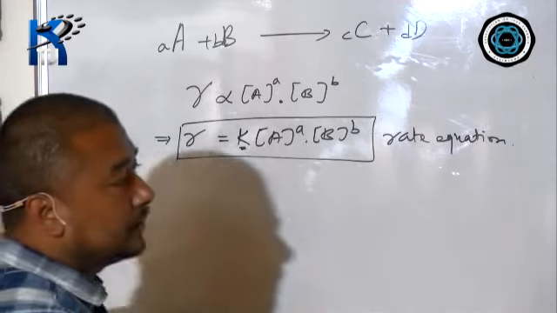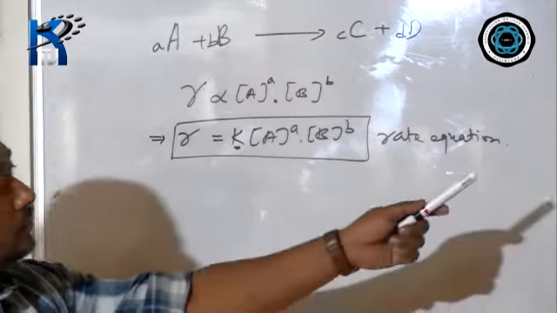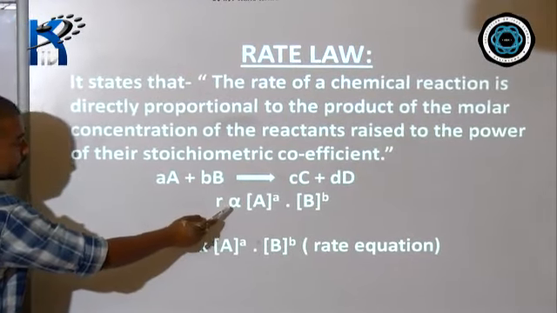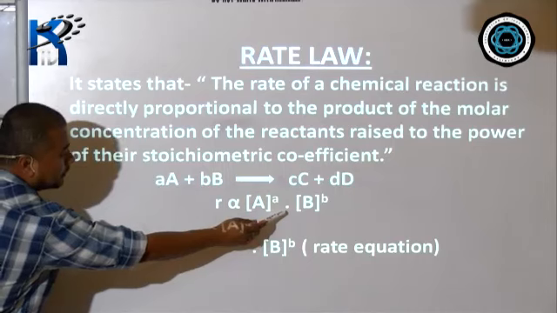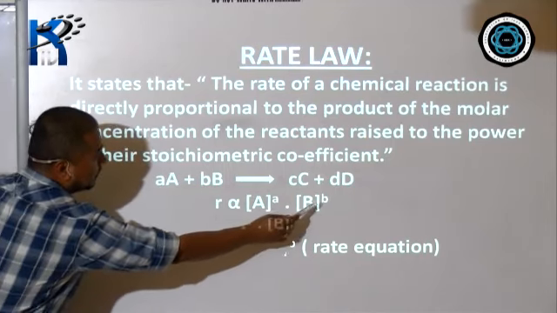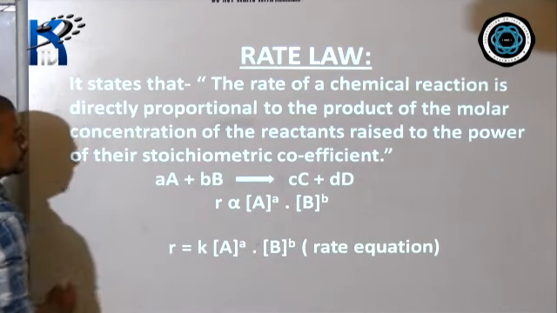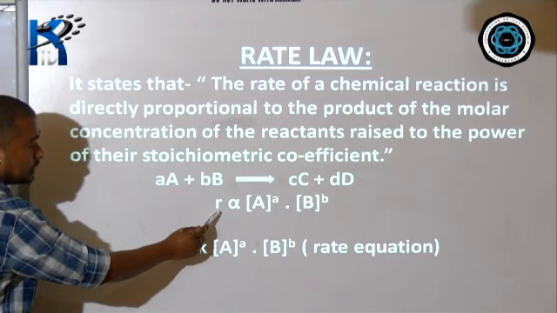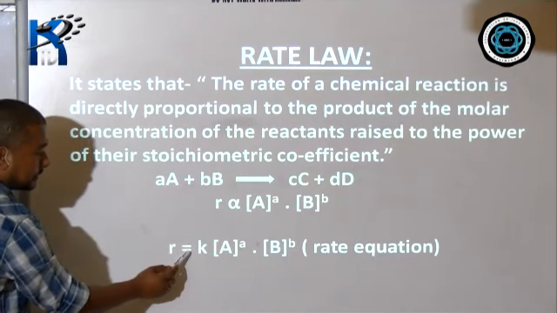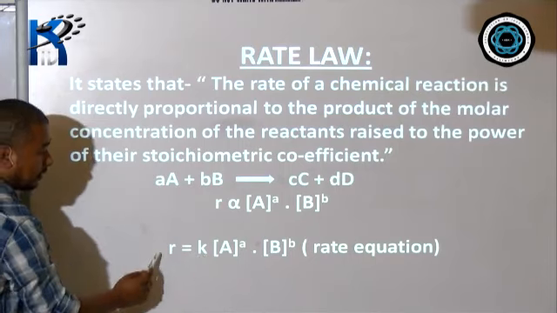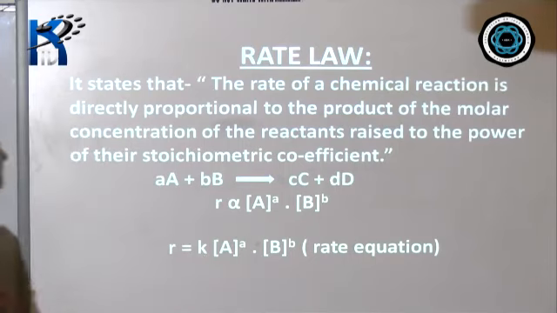So now see out there. What is the definition of rate law? The rate of a chemical reaction is directly proportional to the product of molar concentration of the reactants raised to the power of the stoichiometric coefficients. If this is a reaction, this will be the expression of rate law for it. When you change the proportionality sign to an equal sign, a constant K comes, and this K is called the rate constant, and overall this is known as the rate equation. So this is all about rate law.